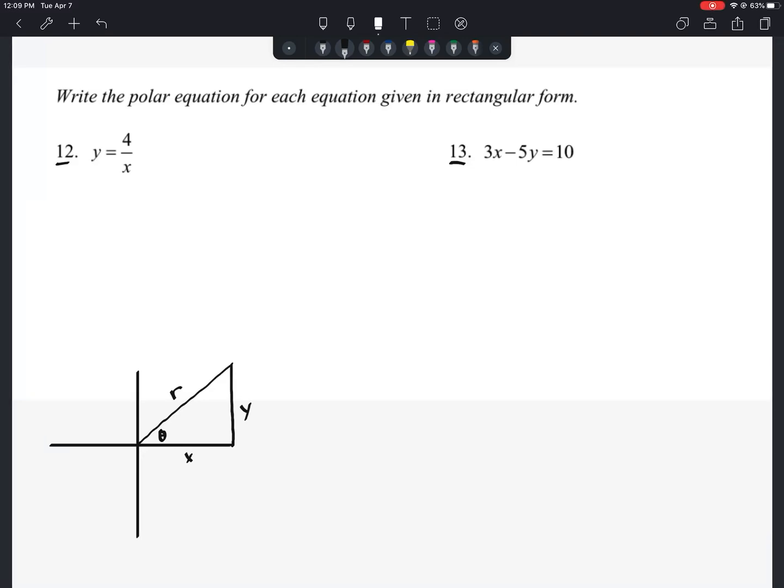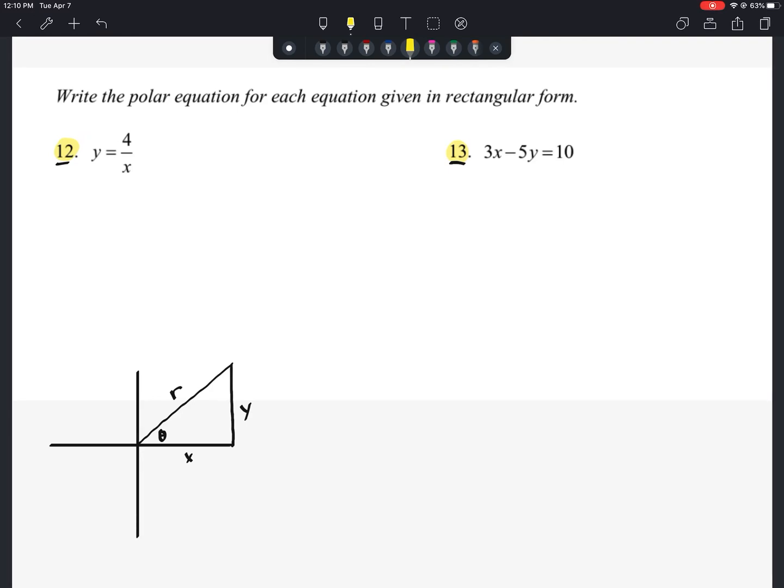This is the video for number 12 and number 13 from the Chapter 11 review. The directions state, write the polar equation for each equation given in rectangular form. So we've got number 12 and number 13 here, and they are currently in rectangular form. We want to change it to polar form. So we're going to be getting rid of the x's and the y's and turning them into r's and thetas.